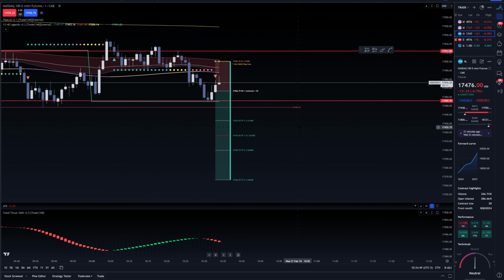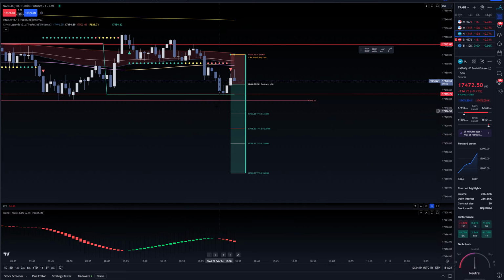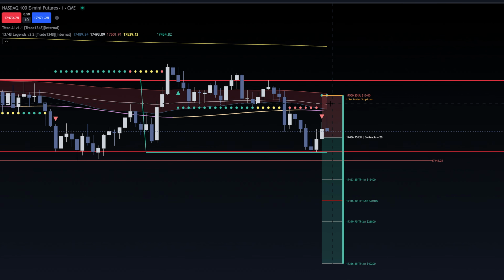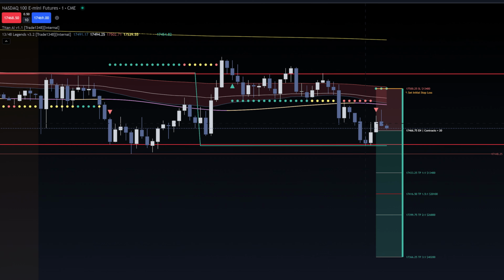Here we are. We're just hanging tight here. No decisions made just yet. I am looking for one or the other, which is a break of the box here at 17,512 or a break of the box below at 17,455. Right now, it's simply in the middle of the box. There's really no money to be made in this price action here.